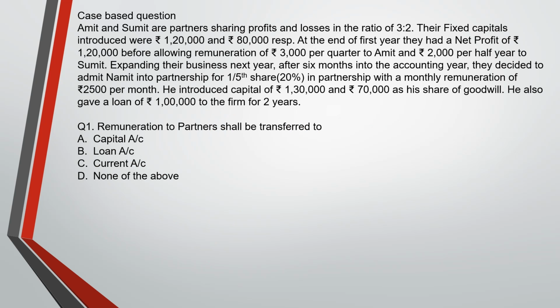Now finally we'll go to case-based questions. Now here in this question, let us look at this. Amit and Sumit are partners sharing profits and losses in the ratio of 3:2. Their fixed capitals introduced were 1,20,000 and 80,000. So note it is fixed capitals. As you're reading, note down all these aspects. At the end of the first year, they had a net profit of 1,20,000. It was before allowing remuneration.